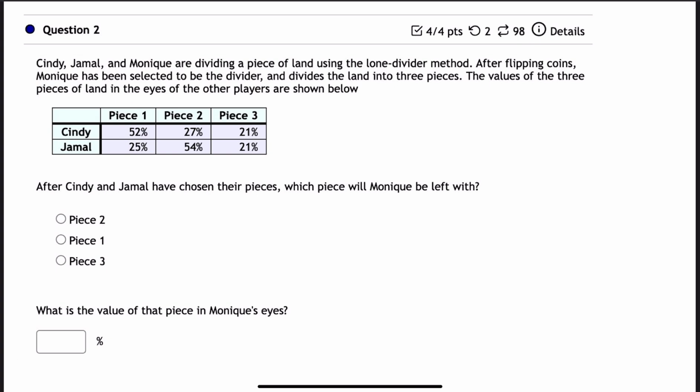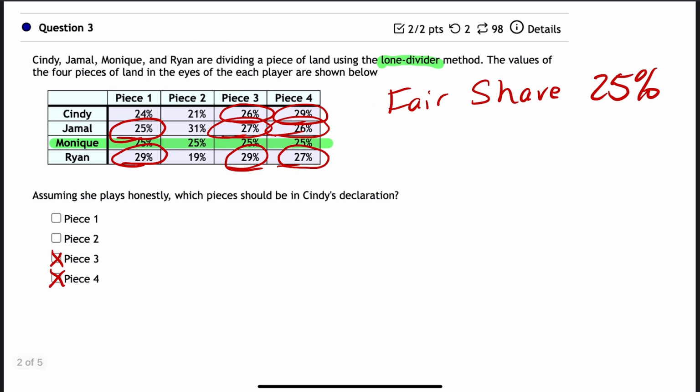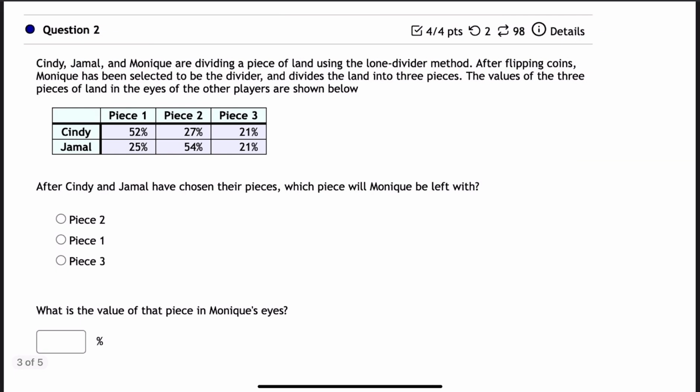So problem 2 wants us to actually decide what pieces are going to each person so that we can figure out what Monique gets. So in this last problem, similar names. Monique was the divider in this last problem. And it just so happens that Monique, once again, is the divider in this problem. This problem only has 3 people, has Cindy, Jamal, and Monique. So Ryan must be off somewhere else, or maybe he doesn't have to get a piece of this land. Who knows? But it tells us that they're once again going to use the lone divider method.